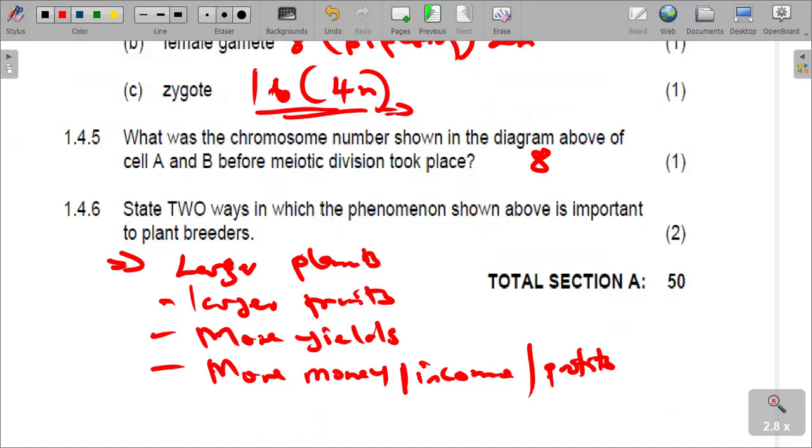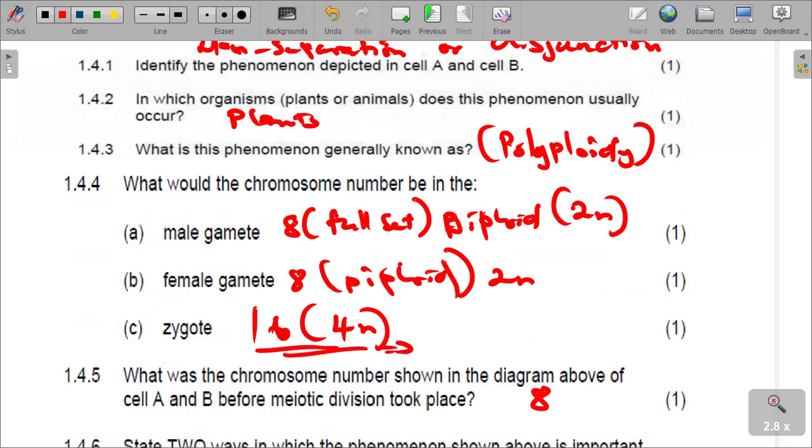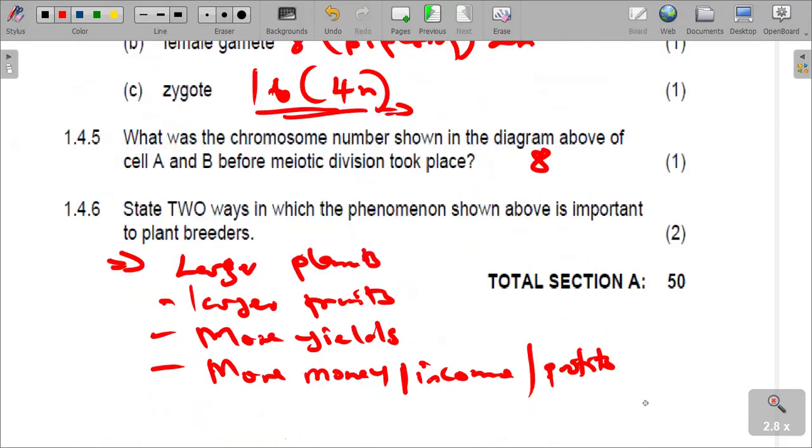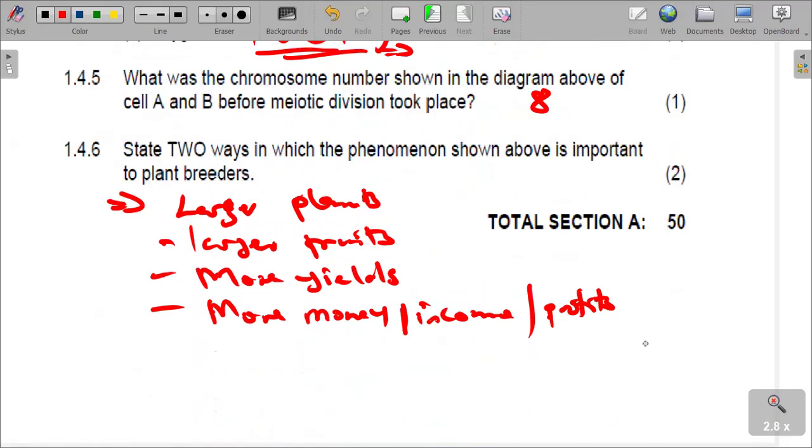what we need to know is that the advantages of polyploid in agriculture are these: more yields, more money, more fruits or larger fruits, and everything to do with an increase in size, because this is a polyploid resulting from non-separation or non-disjunction in plants during flower formation or during the formation of gametes. That is the reason why we have such.